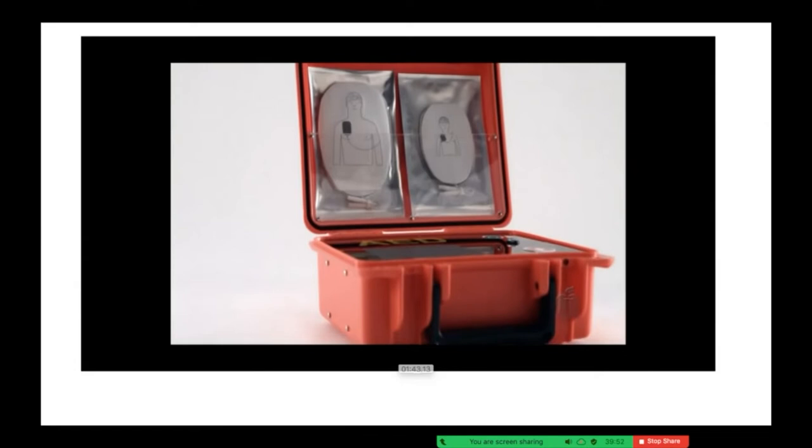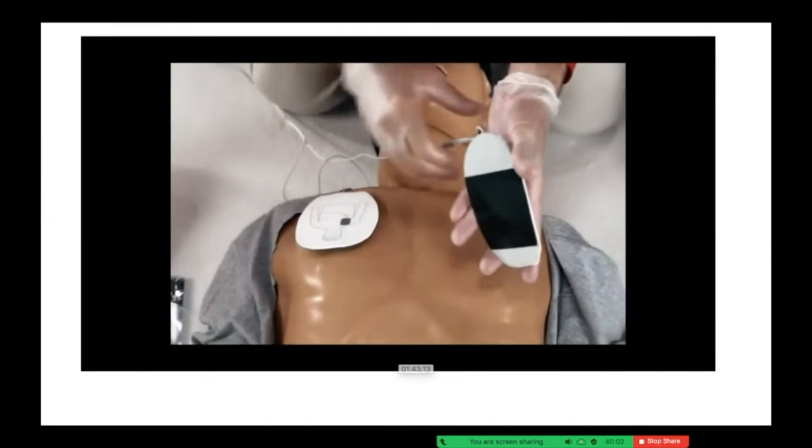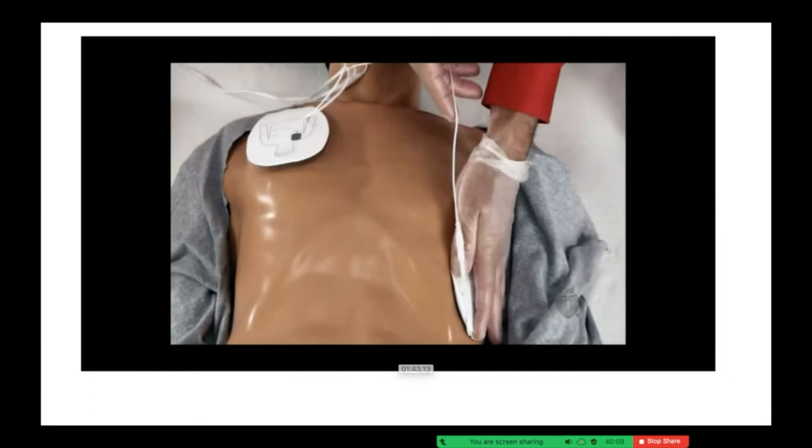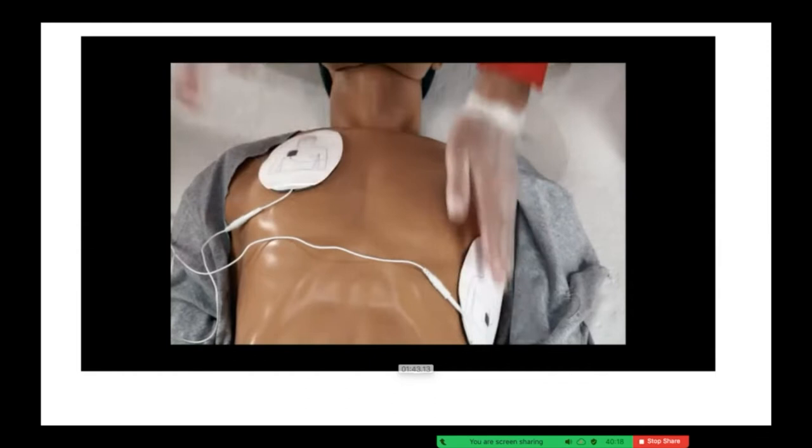Some AEDs may have adult and pediatric pads. Make sure you use the adult pads on anyone 8 years of age and older. Peel away the backing from the pads. Following the pictures found on the pads, attach the adhesive pads to the victim's bare chest. Place one pad to the side of the left nipple. Place the other pad on the victim's upper right chest, directly below the collarbone. If instructed by the AED, clear the victim and analyze the rhythm.